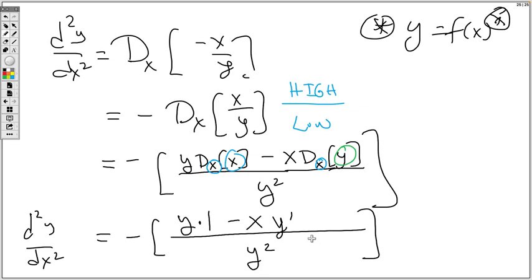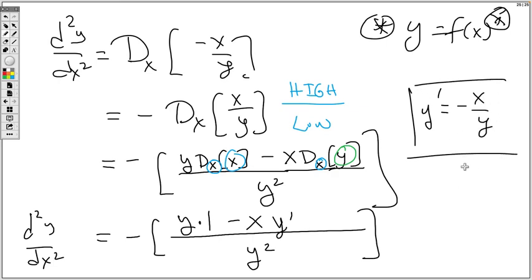Right? Now, what we'd like to do is get everything in terms of just x's and y's. So I'm going to go back and look at what we had for y prime. I had y prime was minus x over y, so I'm going to substitute that in there. You follow? So we'll do that. So I got that minus out front.